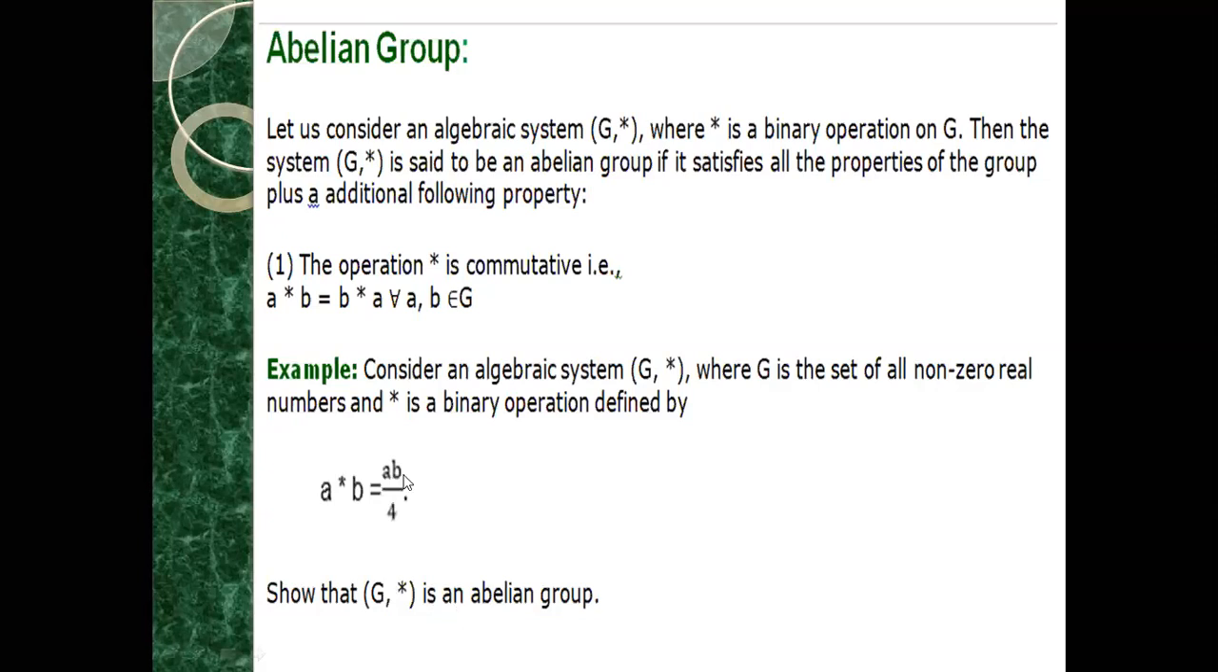Here we do not need to show the closure property, because for a, b in G, a * b = ab/4 is given directly. So we are going to prove the associative property, identity property, inverse property, and commutative property. If these four properties are satisfied in the given group G, then we say that G is an abelian group.